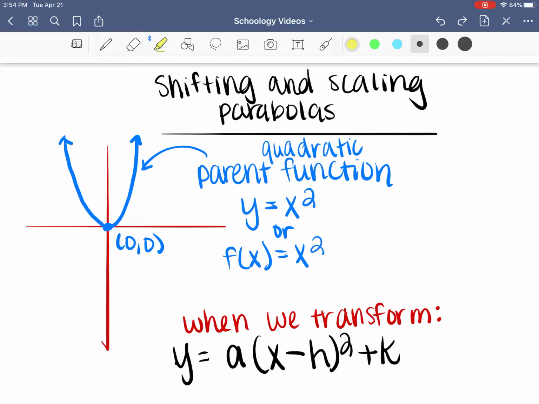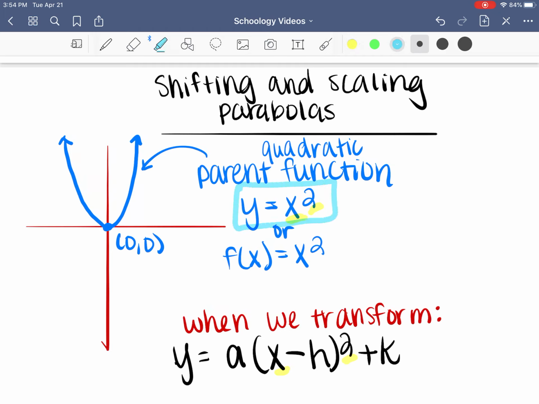Hi, we're here to talk about how to shift and scale a parabola or a quadratic function. These are functions that are shaped like U's and they have an x squared in their equation. They might have parentheses, they might not, but as long as the second power is the biggest power that you see within the equation, this is going to be a parabola.